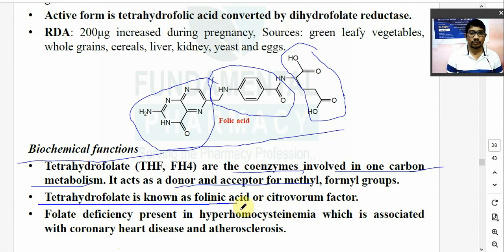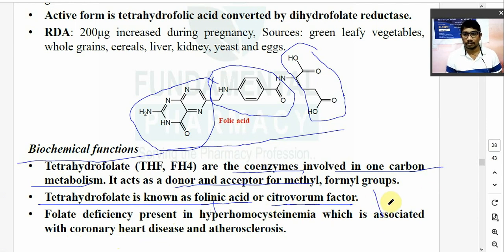Tetrahydrofolate is also known as folinic acid. Tetrahydrofolate, the active form of folic acid, is known as folinic acid. It is known as the leucovorin citroverum factor. What do you call it? Leucovorin citroverum factor.